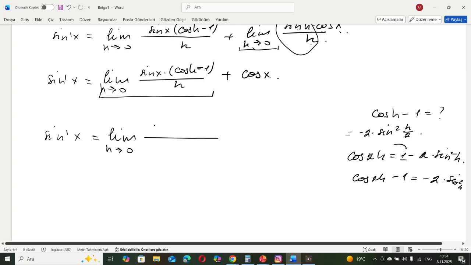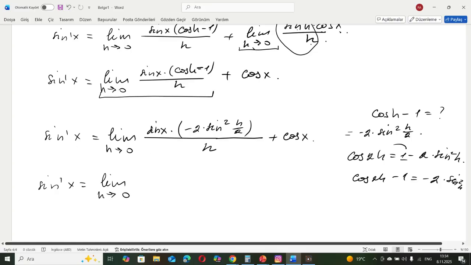Let's plug that into our main problem. Sine x times minus 2 times the square of sine h divided by 2, all divided by h, plus cosine x. The derivative of sine x when the limit h goes to 0. And what we have here, sine x doesn't affect our limit because it doesn't involve h.